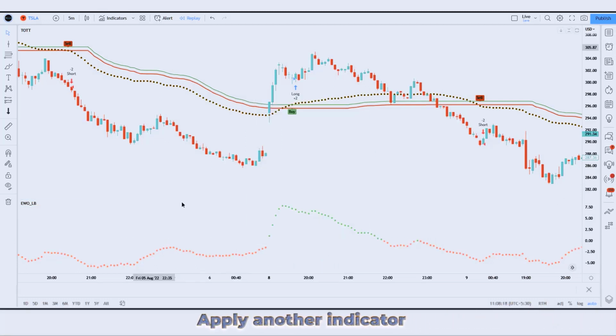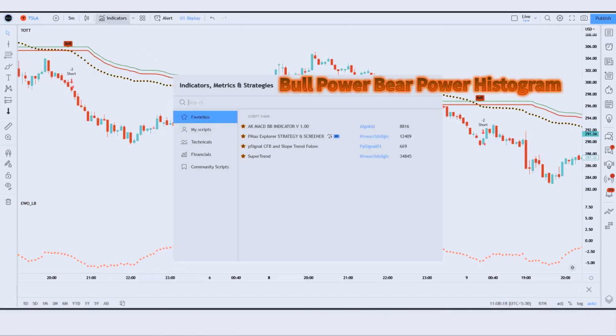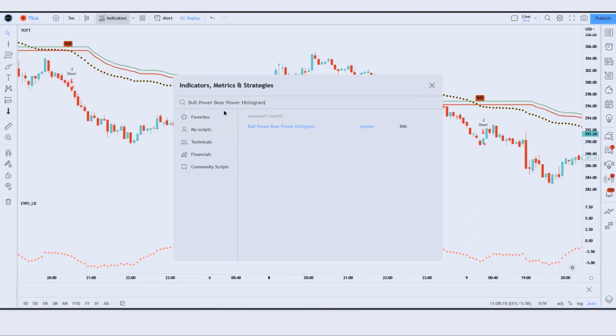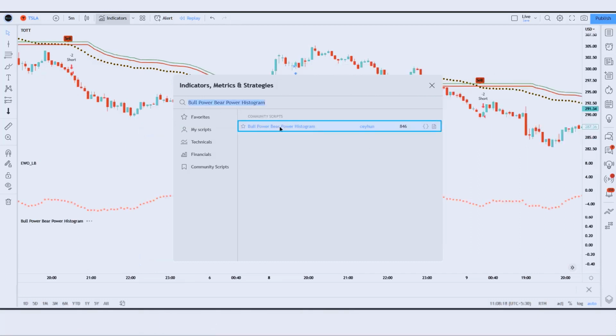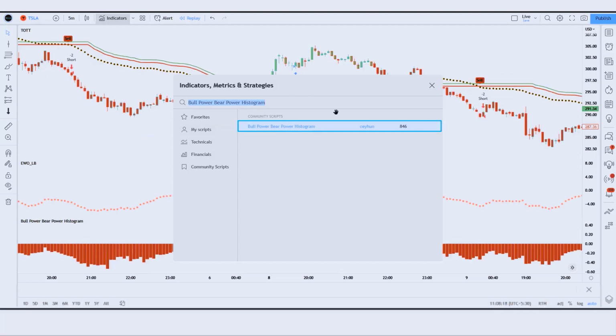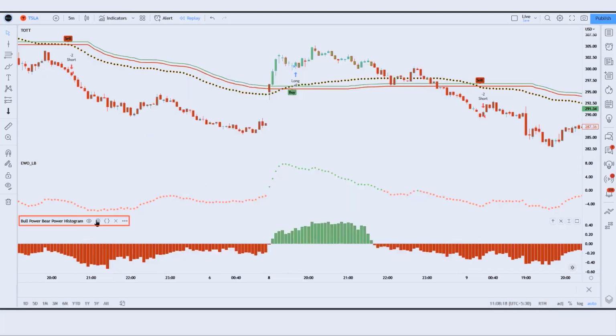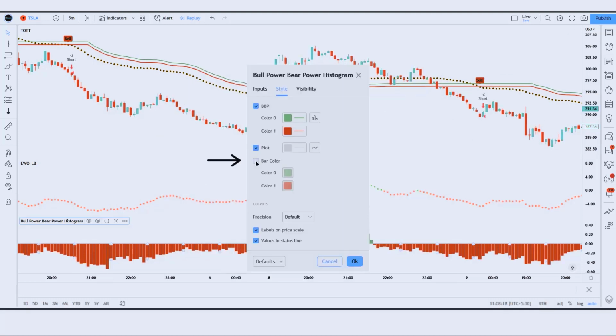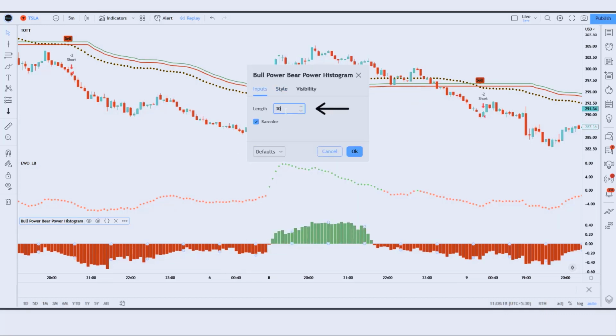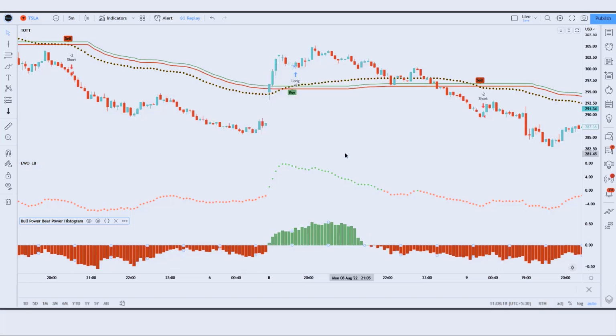After that, we have to apply another indicator on the chart. We will search bull power bear power histogram by Sihun in the search box of TradingView. After that, we have to click on the bull power bear power histogram by Sihun option, in which we have to change some settings. We have to keep these options hidden. We have to replace length 27 with 30. We have to keep these options hidden.